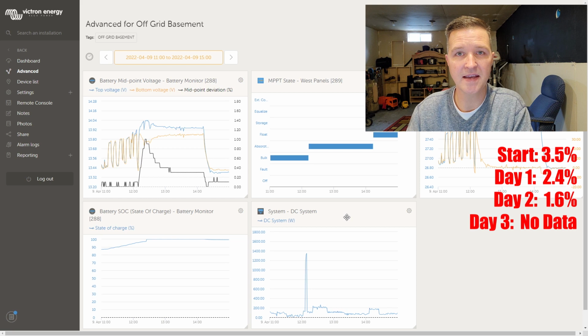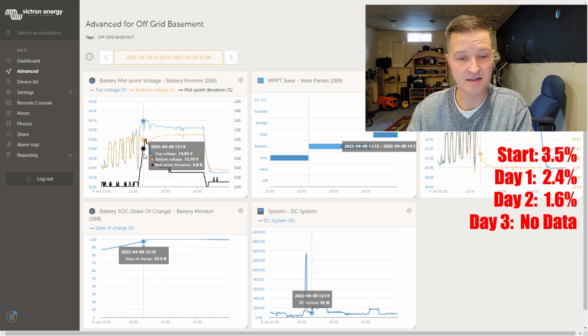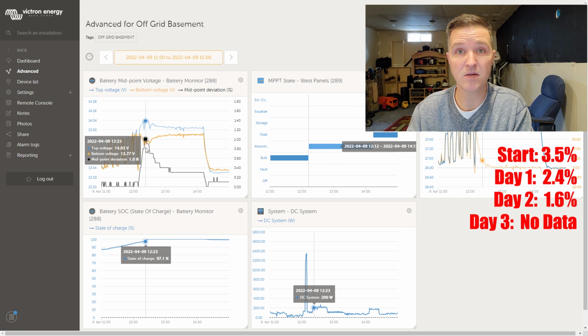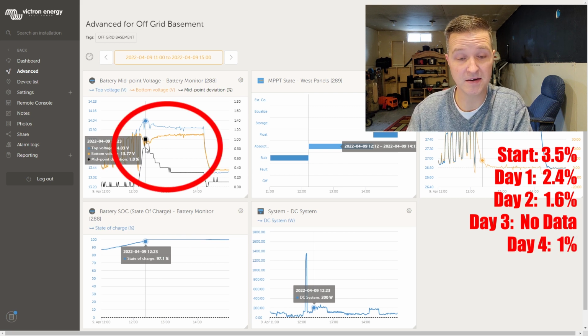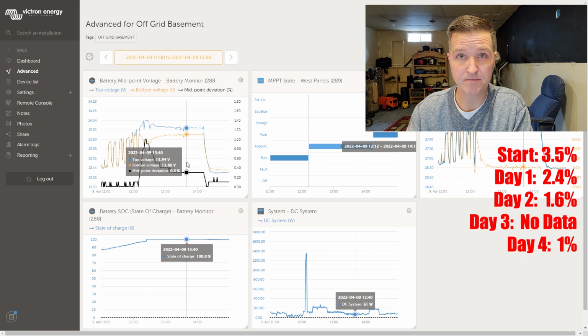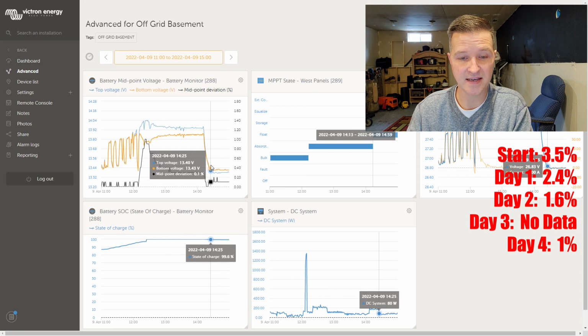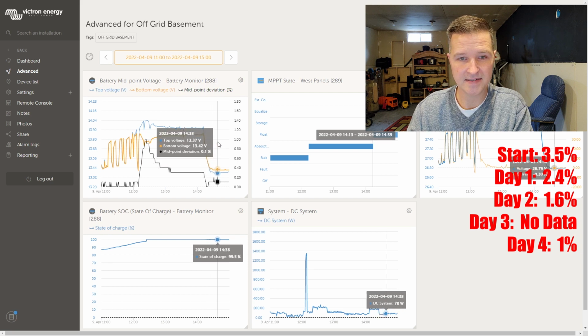Okay, everyone, now we're going to be looking at days four and five, since day three was very cloudy and we did not get up to any kind of voltage. So here is day four, and as you can see, when absorption started, the deviation again shot up, but it only shot up to 1%, which is pretty good. And then it quickly dropped all the way back down to 0.3%. So it looks like this battery balancer is really doing its job. And then once absorption was over, it dropped all the way down to zero, and then it stayed right around 0.1%. So now let's go ahead and look at day five.